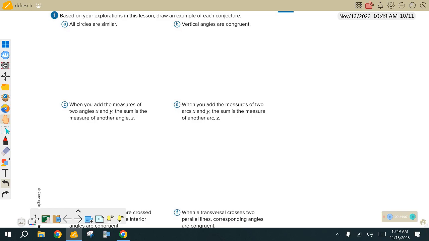Take 30 seconds to go. What does vertical angles being congruent look like? Go, go, go. Sketching out that picture. Vertical angles congruent. I'm just picturing everybody. Okay.